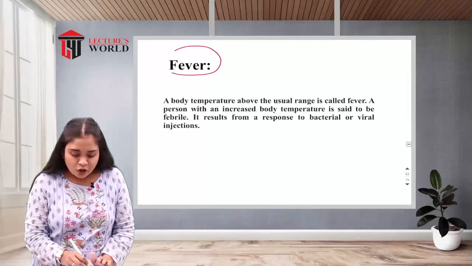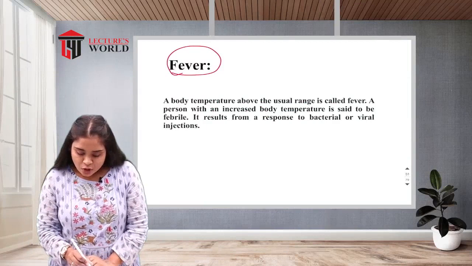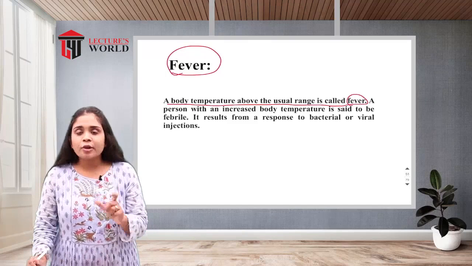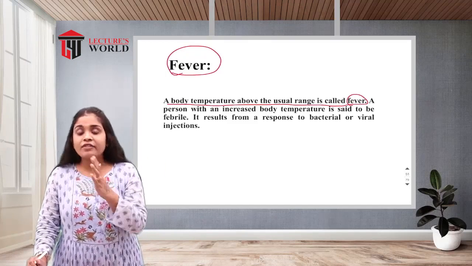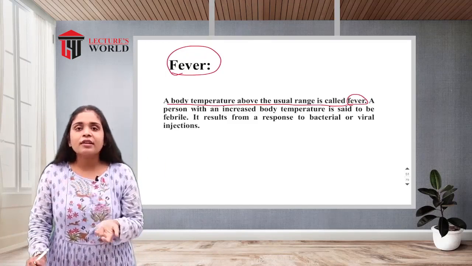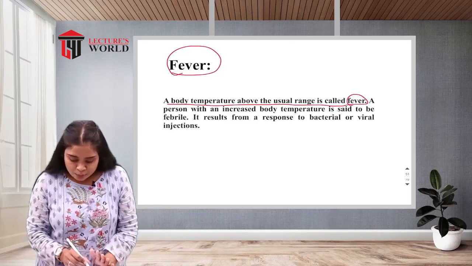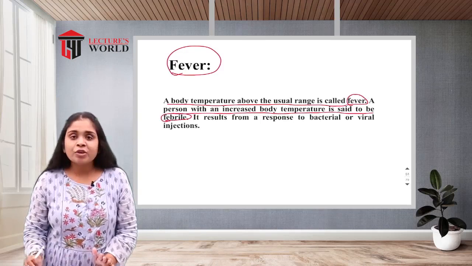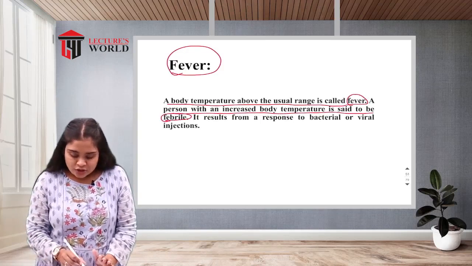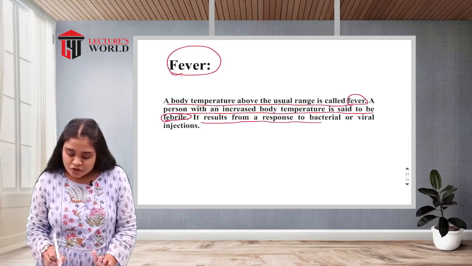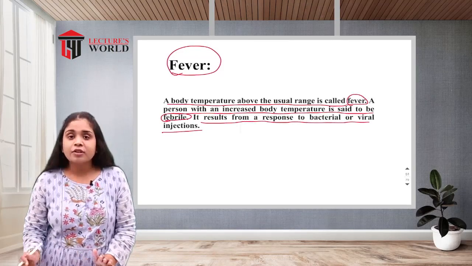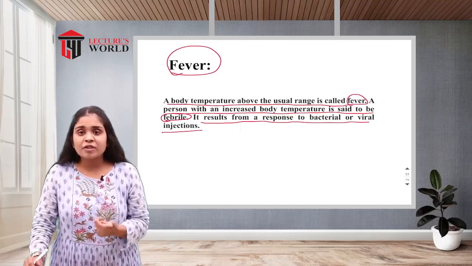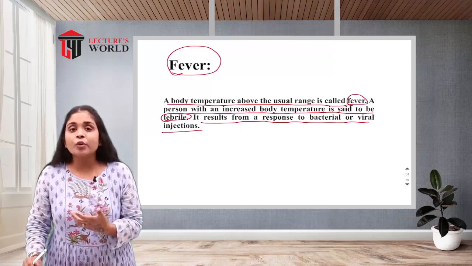Now we are going to talk about the fever. What is that? A body temperature above the usual range is called a fever. Whatever the normal range is, if it is increasing beyond the normal range, it is known as a fever. A person with increased body temperature is said to be febrile. It also responds to bacterial and viral infection. If any viral or bacterial infection is inside the body of the patient, that time also the temperature of the body is going to rise.